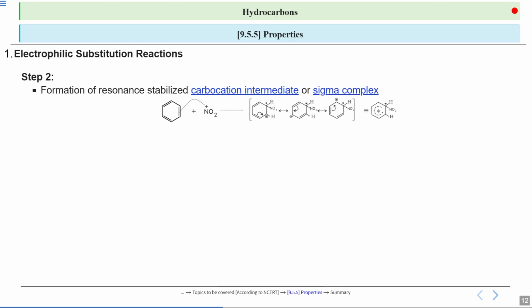The next step is formation of resonance stabilized carbocation intermediate or sigma complex. This intermediate is important because the positive charge can move around the ring, making the structure more stable. Notice in the diagram how the positive charge is delocalized across different carbon atoms in the ring. It helps explain why benzene can undergo substitution reaction without losing its overall stability.